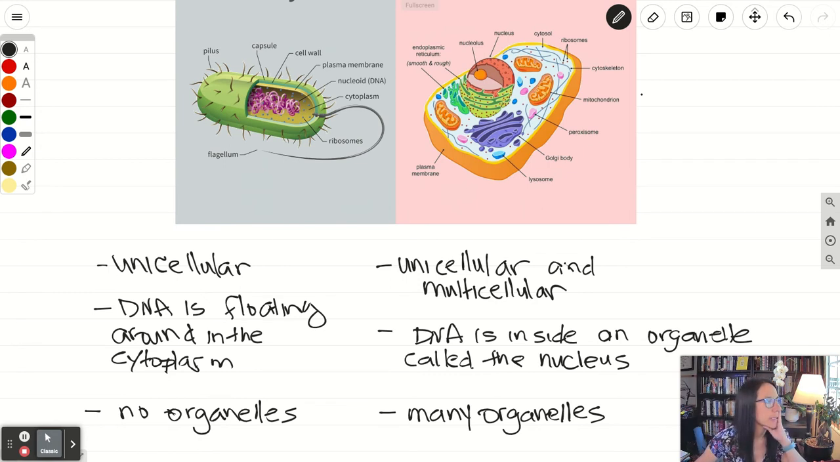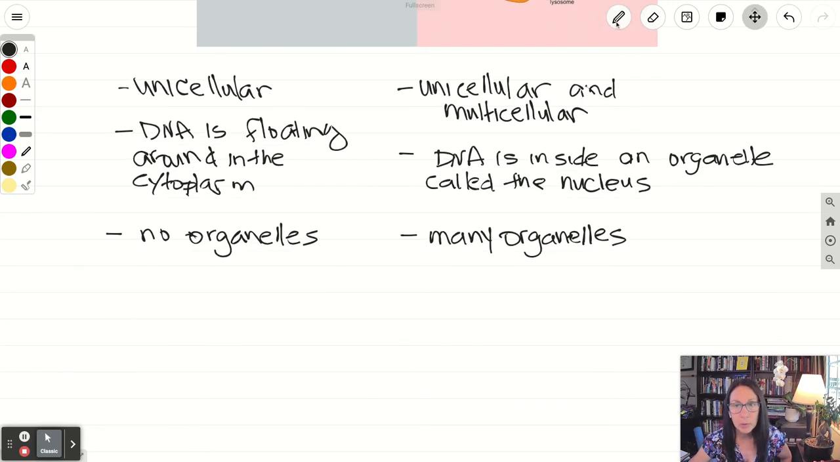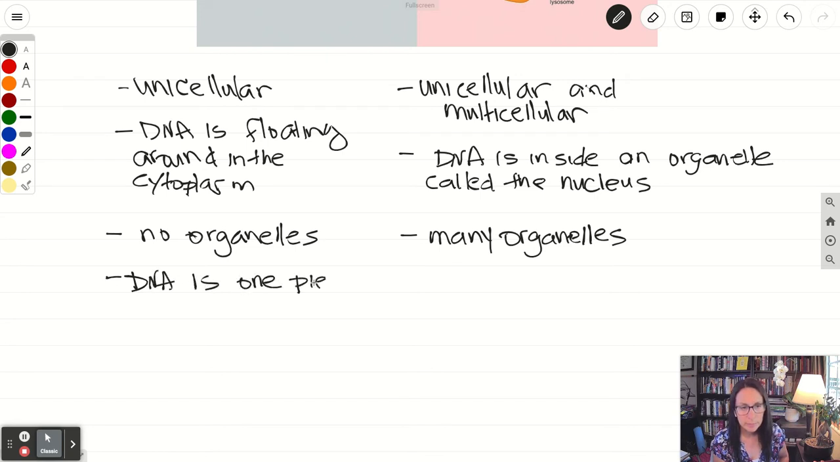Wait, before I do that, I want to talk about the DNA a little bit more. The DNA in a prokaryote is just one piece, and the one piece of DNA is a circular piece. So I want to write this down. We're making a list where we're comparing prokaryotes to eukaryotes because those are the two major types of cells. So in a prokaryote, the DNA is one piece. And in a eukaryote, DNA is many pieces.